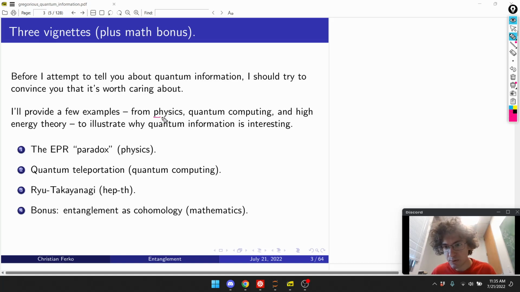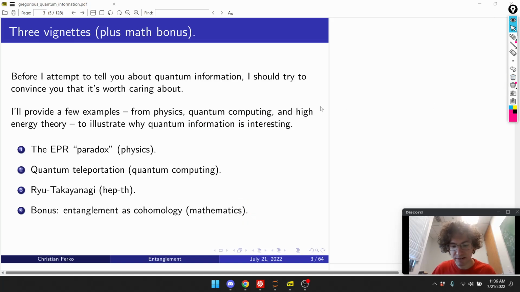One from the historically first place that this subject was of interest, which is in traditional physics, then a more modern perspective from quantum computing, which I'm using loosely, both to refer to computing itself and to quantum communication. And then from my field, high energy theory, to tell you that this is a very interesting and novel subject. And at the end, there'll be one little bonus single slide vignette about what Greg and I have been thinking about in this area.